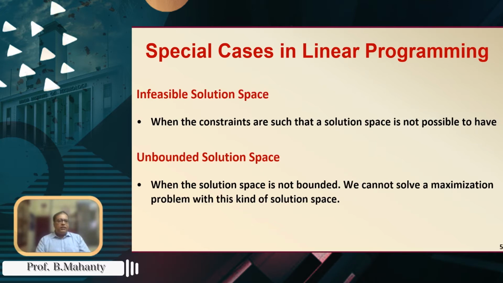The third case is the infeasible solution space. That means there is no solution space. Constraints are such that the solution space is not possible to have. So how to know this when we are making use of the simplex methodology? And the fourth one, where the solution space is unbounded. That means there is no bound to the solution space, particularly if we have a maximization problem, then we cannot solve because infinite solutions will result. For minimization, this may not be a problem because it is bounded on the lower side.